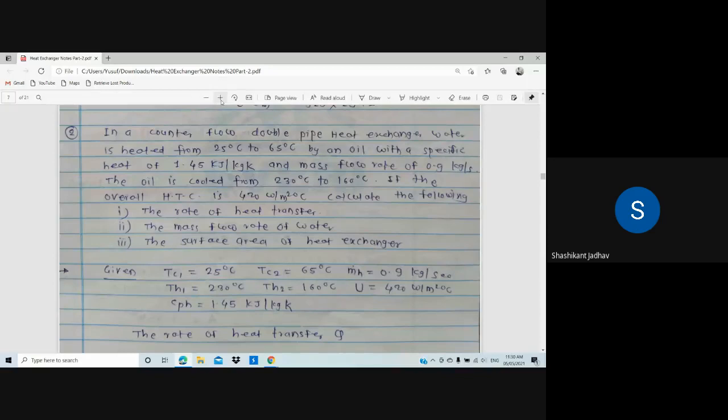This is a very simple problem. I have already explained all things. Already we have discussed the derivation, how to calculate Q. Already I have told in the derivation.